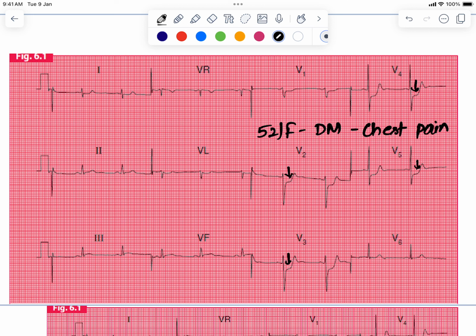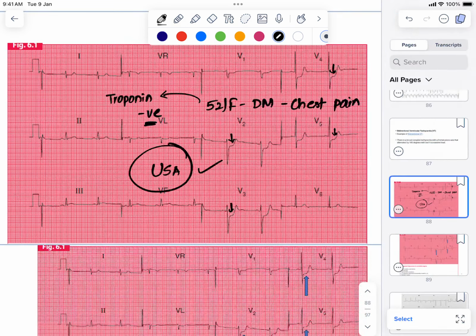So the chest pain in this individual is chest pain which is present at rest. This is the ECG suggestive of unstable angina. Why? Because when cardiac biomarkers are done, the troponin is negative. The cardiac biomarkers are negative. So that is the reason why we can consider it as unstable angina. Alright, next ECG.